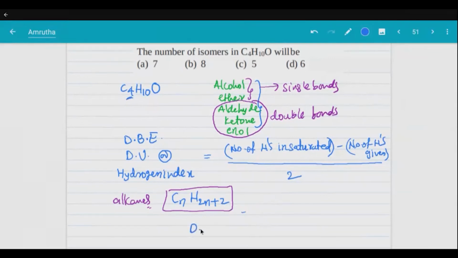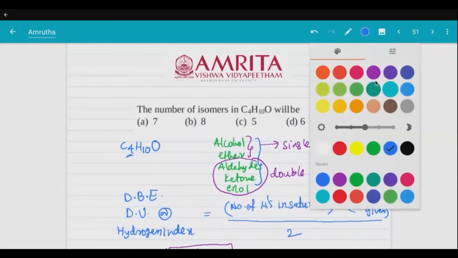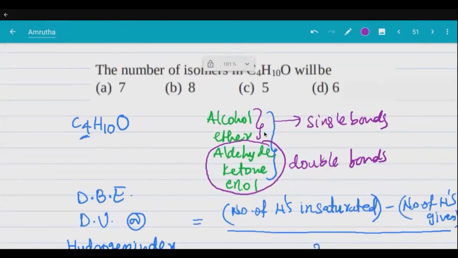Degree of unsaturation is how much? 10 minus the number of hydrogens here, which is 10. But sir, oxygen is there. You consider oxygen as 0. Very simple. It looks like 0, right? Just symbolic, but we should consider oxygen as 0 only. So 10 minus 10 by 2 is 0. There is no double bond. All are single bonds. C4H10O, all are single bonds. Now let us write. We are left with only two possibilities. It can be either alcohol or ether.